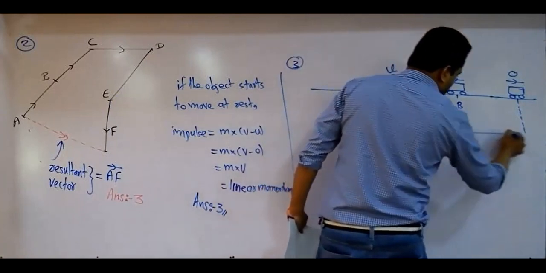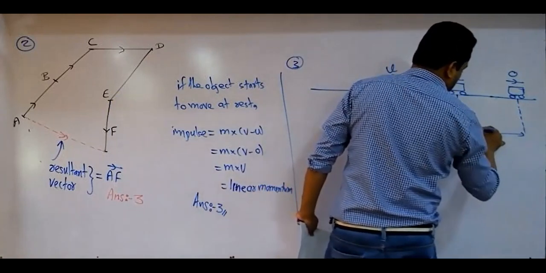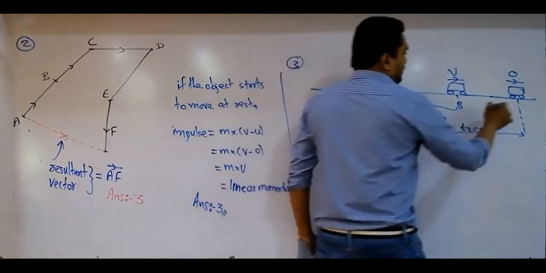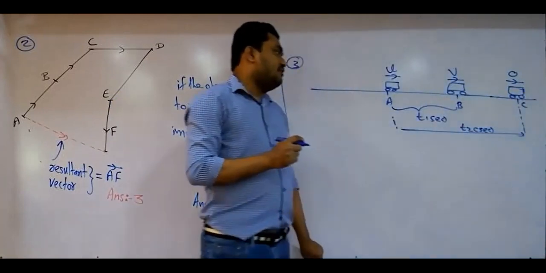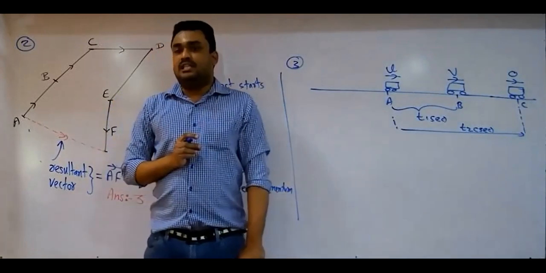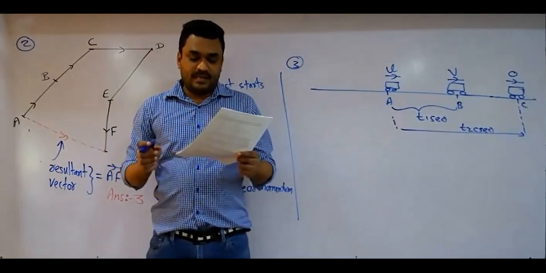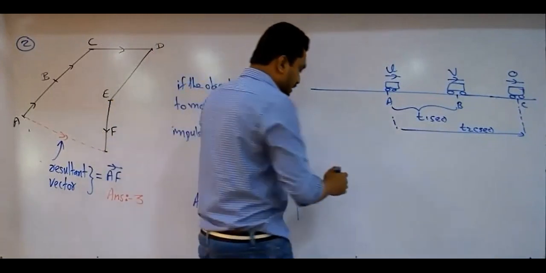So t2 means this total time duration is t2. Check the graph carefully. t2 is the total time duration. The time taken for the object to travel from A to C is t2. A to B is t1, according to the graph. After that, what has happened here?